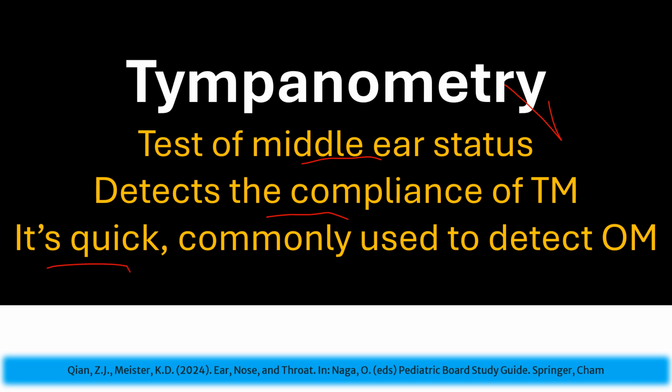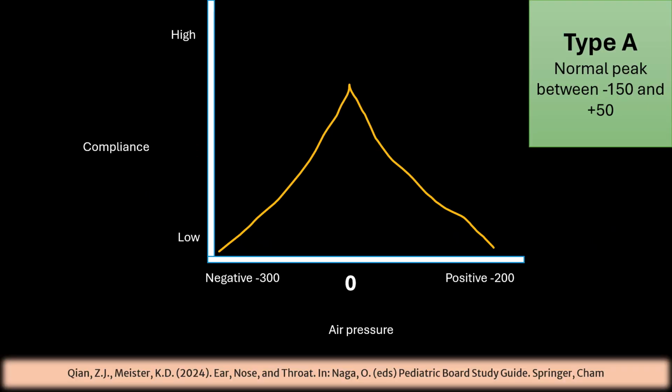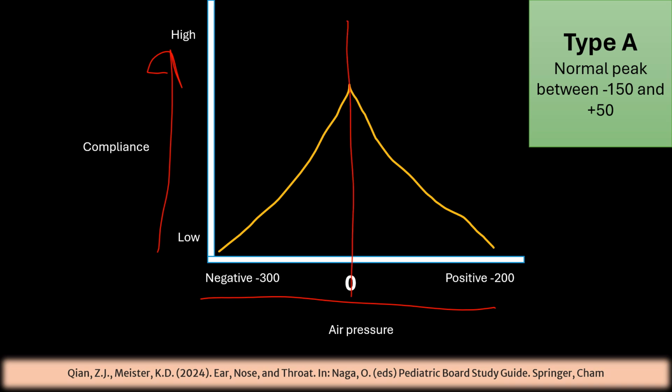It is quick. No cooperation is required from the child, commonly used to detect otitis media in pediatrics. Y-axis measures the compliance of the tympanic membrane. X-axis here measures the pressure on both sides of the tympanic membrane. 0 means that the pressure on both sides of the tympanic membrane is equal, 0.